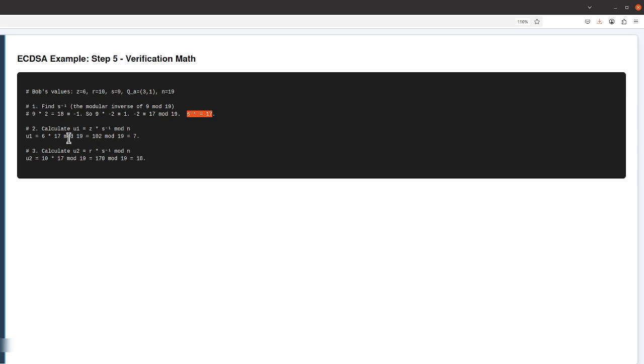Next, he calculates 2 intermediate values, U1 and U2. U1 equals Z times S to the power of negative 1, equals 6 times 17, equals 102, and 102 modulo 19 equals 7. U2 equals R times S to the power of negative 1, equals 10 times 17, equals 170, and 170 modulo 19 equals 18. So Bob has U1 equals 7 and U2 equals 18.